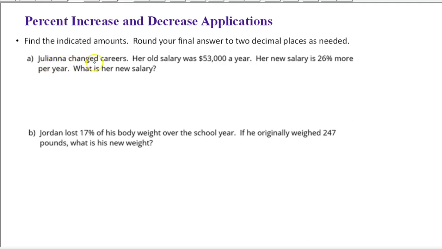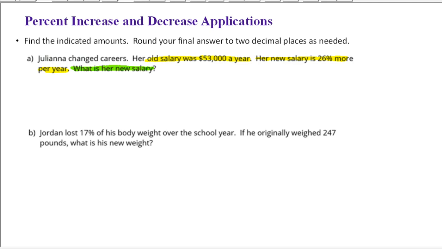So Juliana changed careers. Her old salary was $53,000 a year. Her new salary is 26% more per year. So notice that's a percentage increase. They didn't say $4,000 more a year. It's a percent more of her old salary. And we're asked what her new salary is. So we'll highlight that in green because it's a goal.